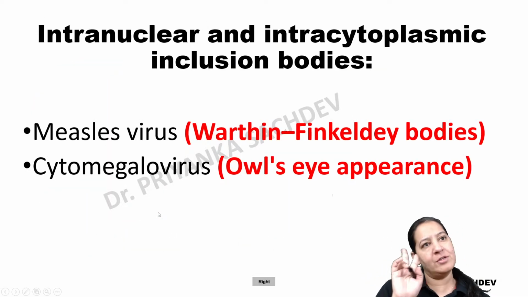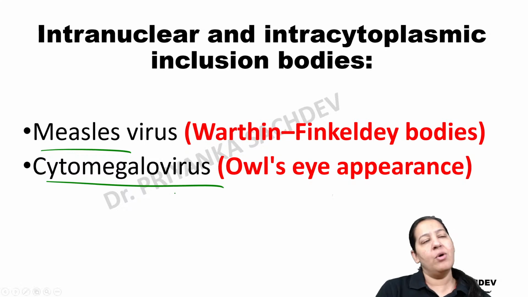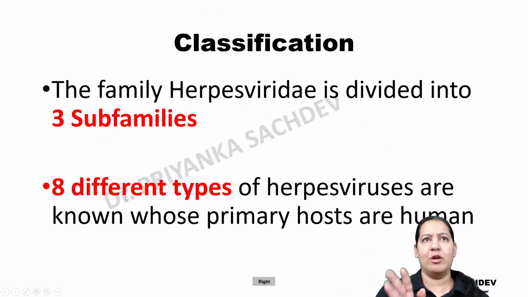And both types are present only in two viruses, measles and CMV. CMV is also a type of herpes virus. So you know the inclusion bodies, right?